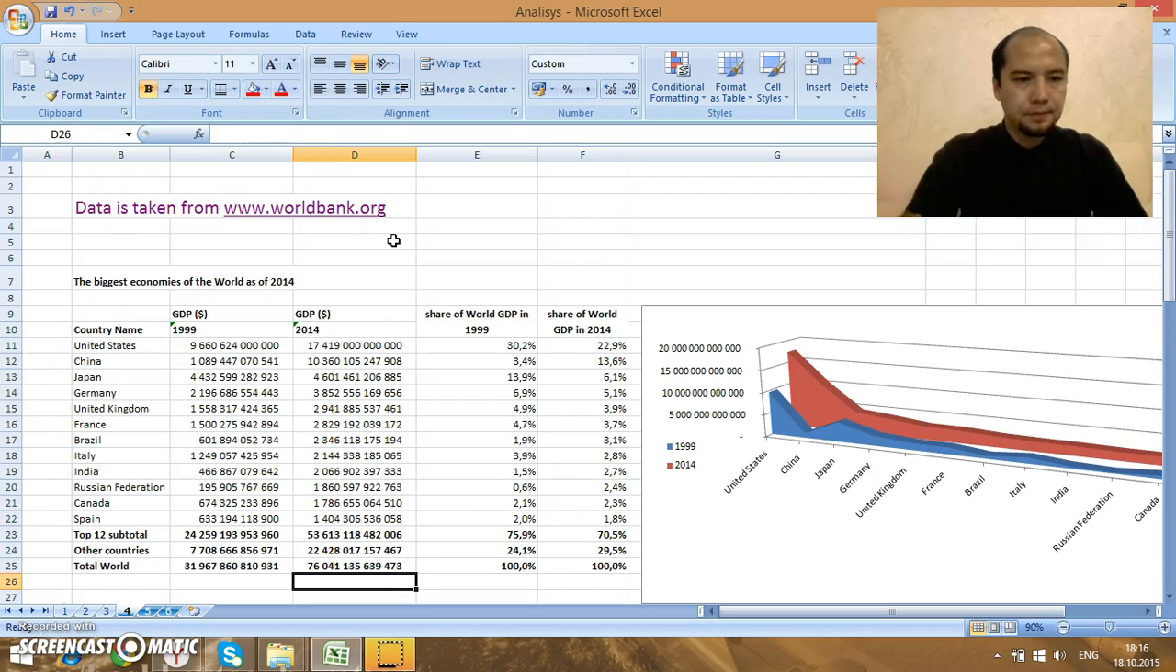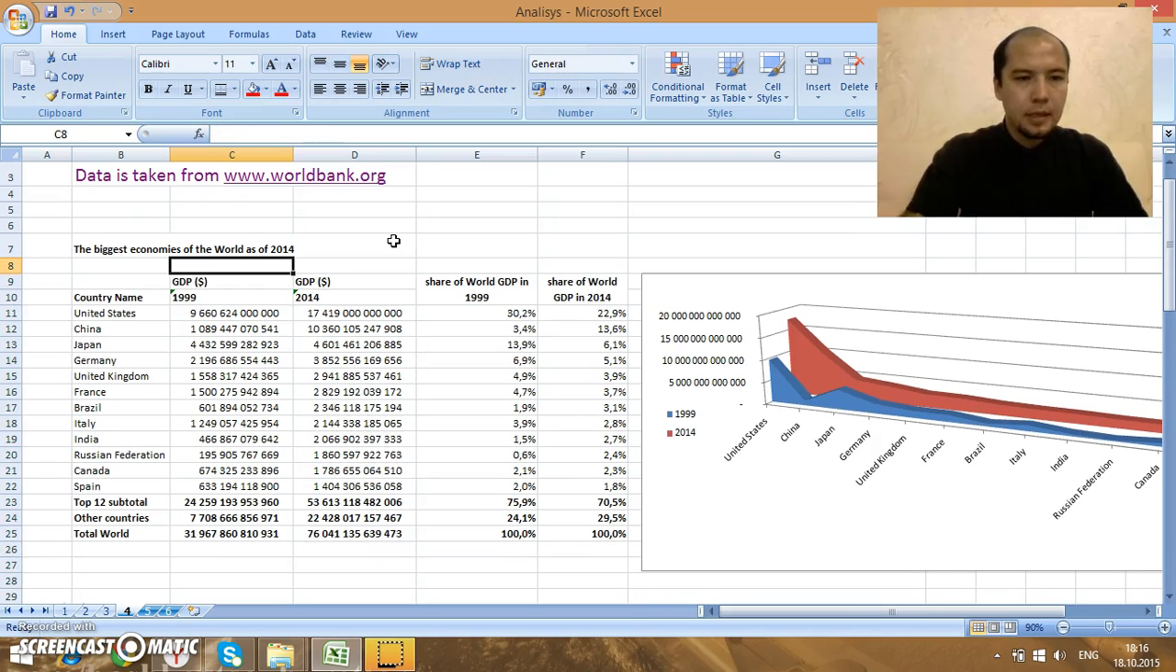So first of all, please look at the biggest economies of the world as of 2014 by GDP. These countries are United States of America, China, Japan, Germany, United Kingdom, France, Brazil, Italy, India, Russia, Canada, and Spain. And if you look here, you will see that the world's economy has increased from approximately 32 trillion US dollars in 1999 to approximately 76 trillion dollars in 2014, in 15 years.